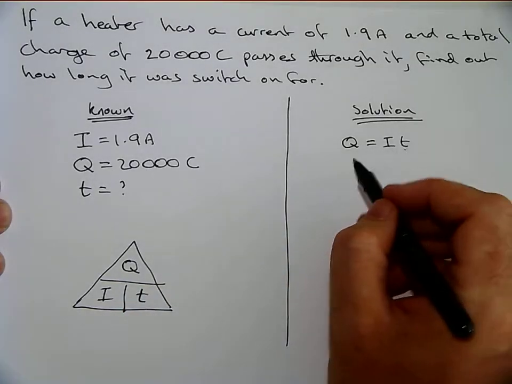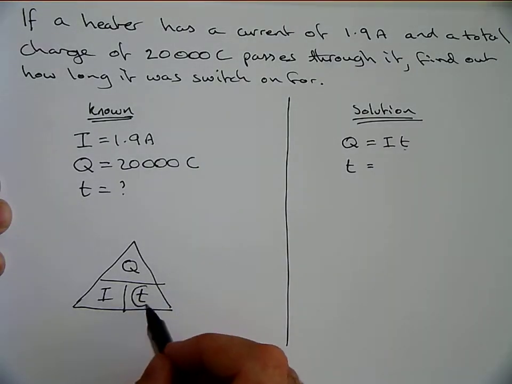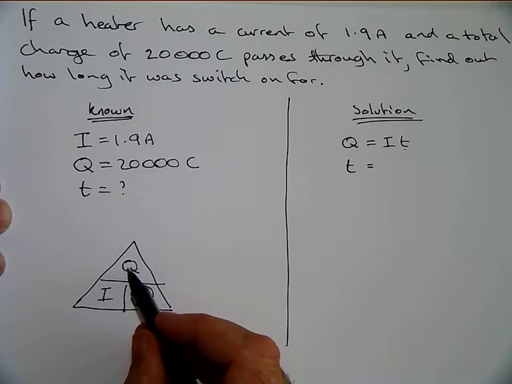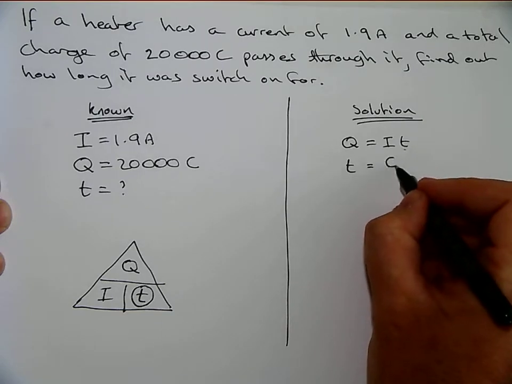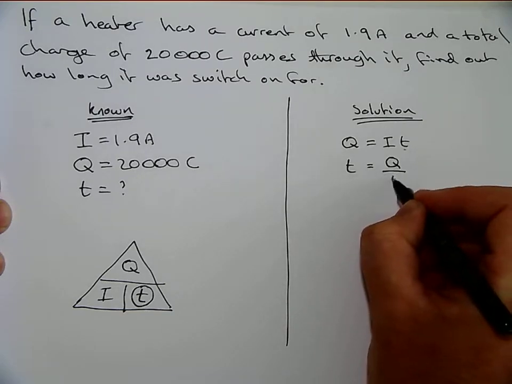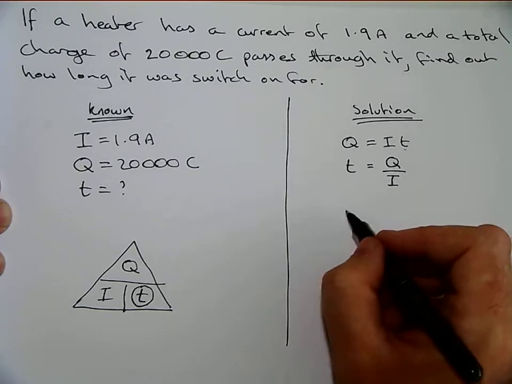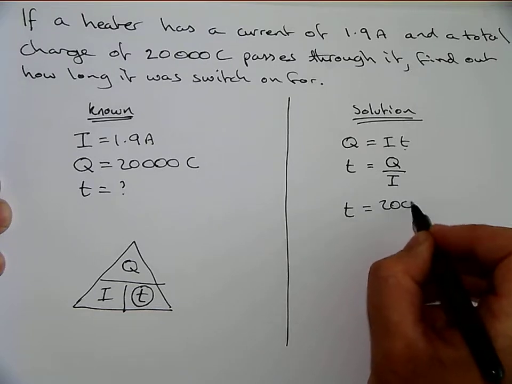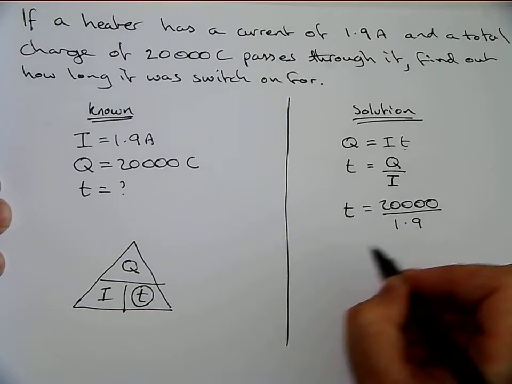So now if we want to get T at the front, and this is T here, of course, we can see that Q is above the I. And because Q is above the I in the triangle, it has to be above it in the equation. So Q is above I, so Q over I. Now we can go ahead and put the numbers in. So T equals Q, which is 20,000, divided by the current, which is 1.9.